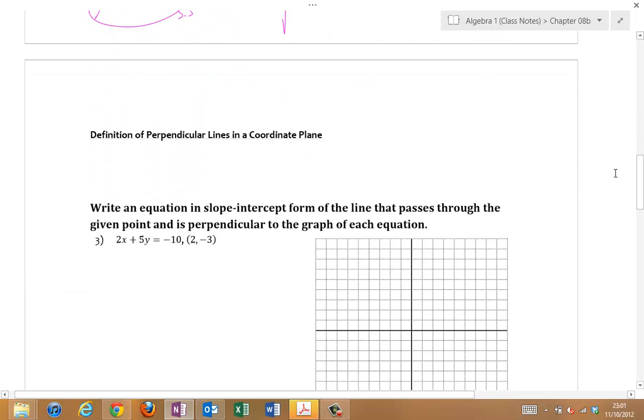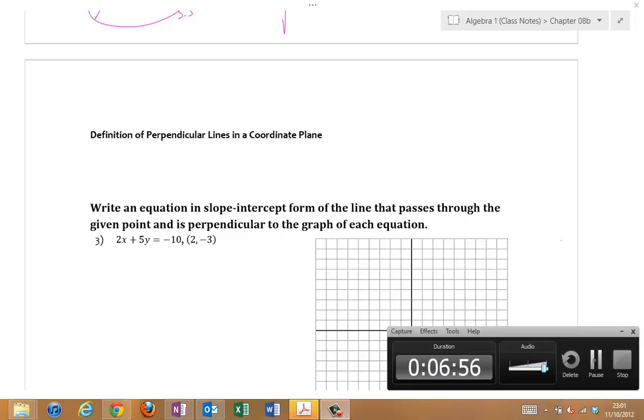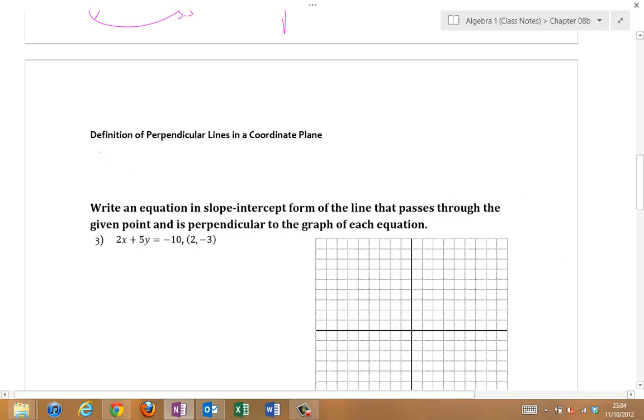Okay, definition of perpendicular lines. Perpendicular lines are lines that cross at right angles. So think of any of the non-roundabout intersections that happen on the north side of Indianapolis. Any of these that occur in a grid are perpendicular. In fact, every single time you see a little perpendicular crossing here on a grid, that's right angles. Okay. Write an equation in slope-intercept form of a line that passes through the given point and is perpendicular to the graph of each equation.